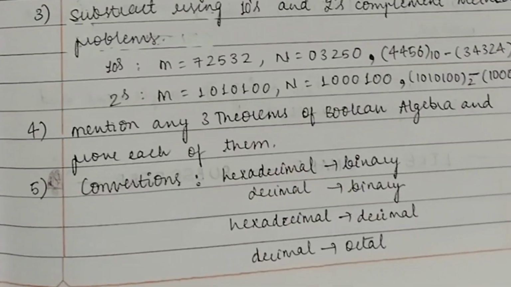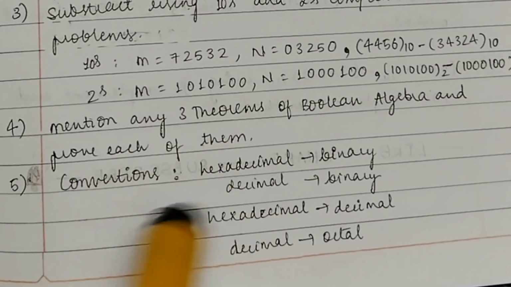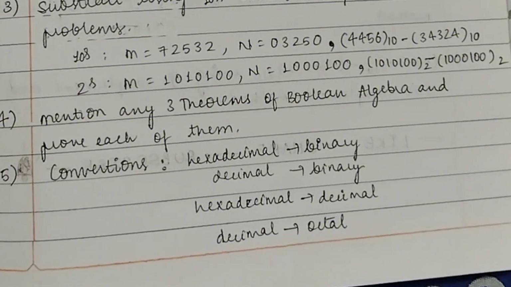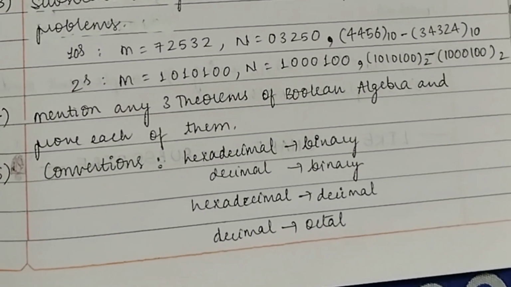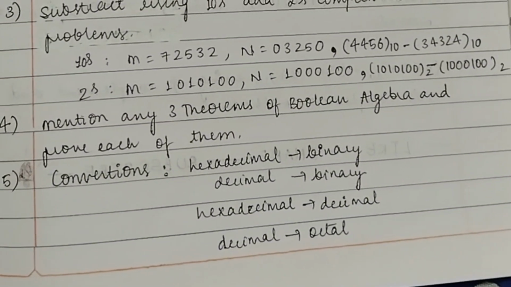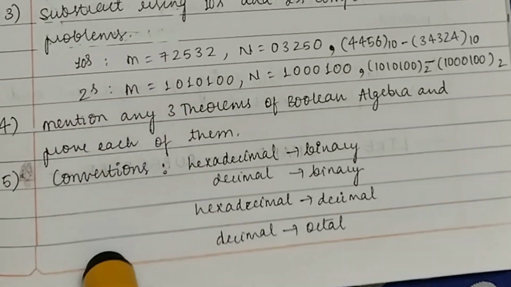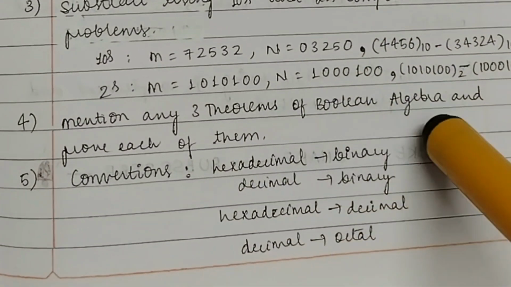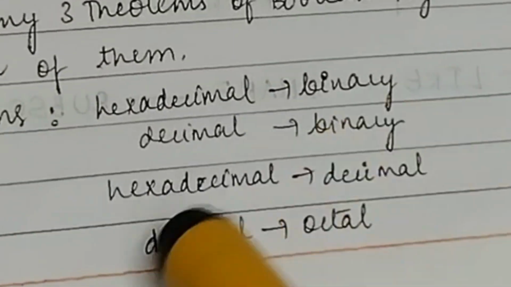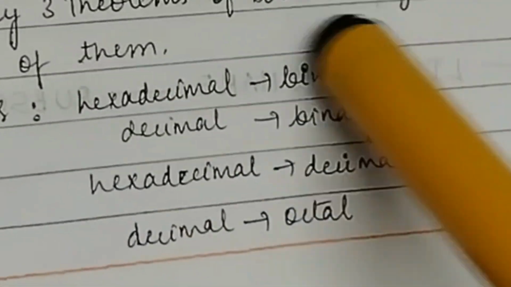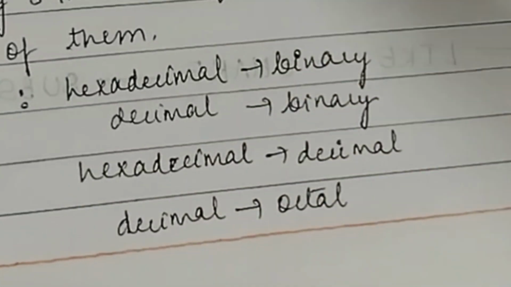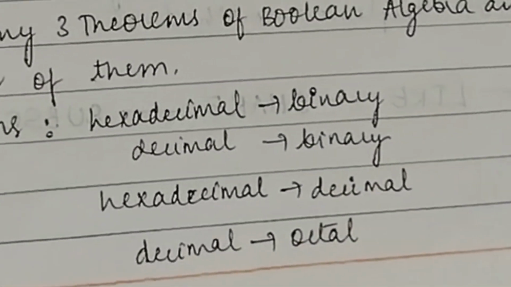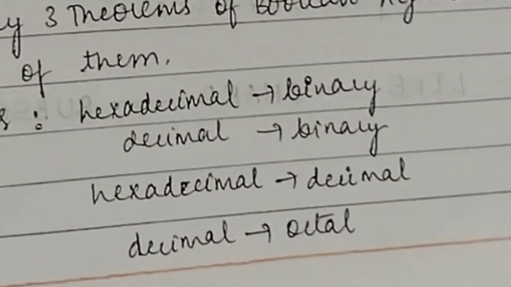Okay, then fourth question is mention any three theorems of Boolean algebra and prove each of them. This was asked in previous year question paper. Then fifth one is conversions. Okay, so in conversions this is like a sure question. They'll always give this where you need to convert hexadecimal to binary, decimal to binary, hexadecimal to decimal, decimal to octal. So this is the pattern that they have followed always, but you need to be thorough with all types of conversion, but compulsorily these you have to learn.